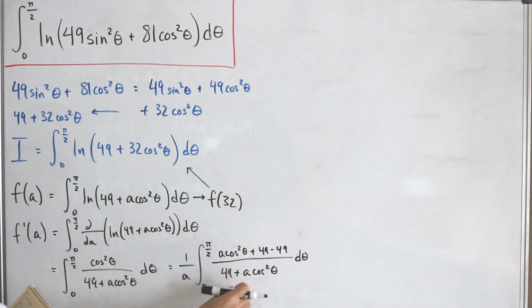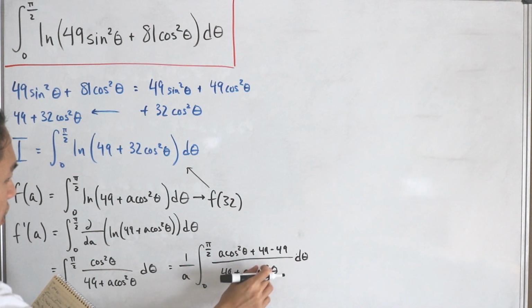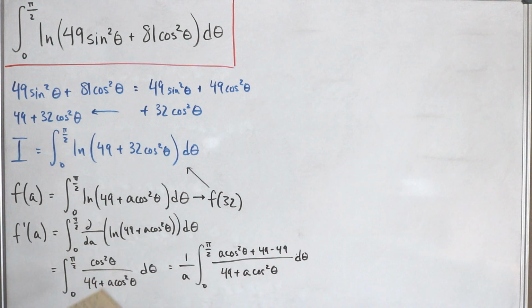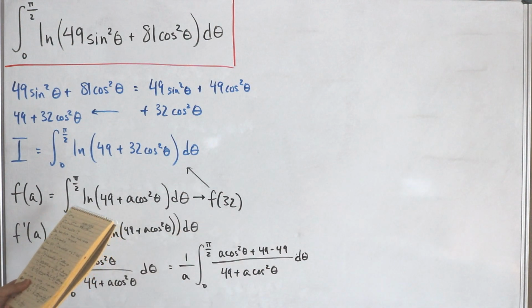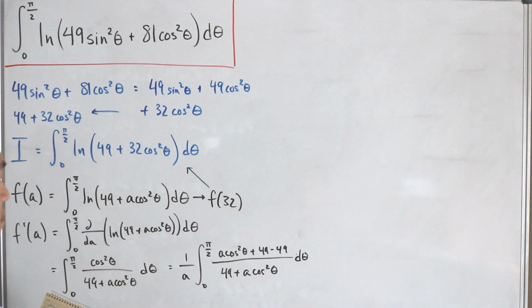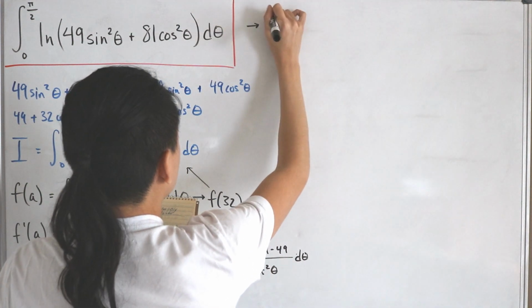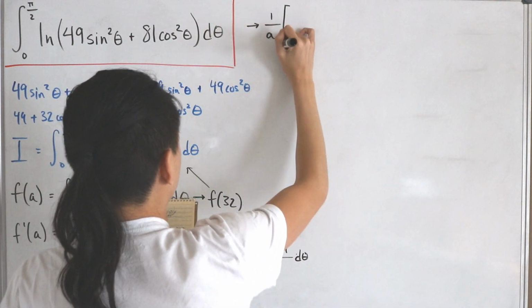So as you can see, we have a 49 plus a cosine squared theta, then the same thing over here. So what we can do is split this up using some linearity. We actually have a difference, since there's a minus in here, so a difference of integrals. And of course the 1 over a has to be distributed as well, so now we'll have that this is going to be 1 divided by a. Let me just draw a bracket over here.